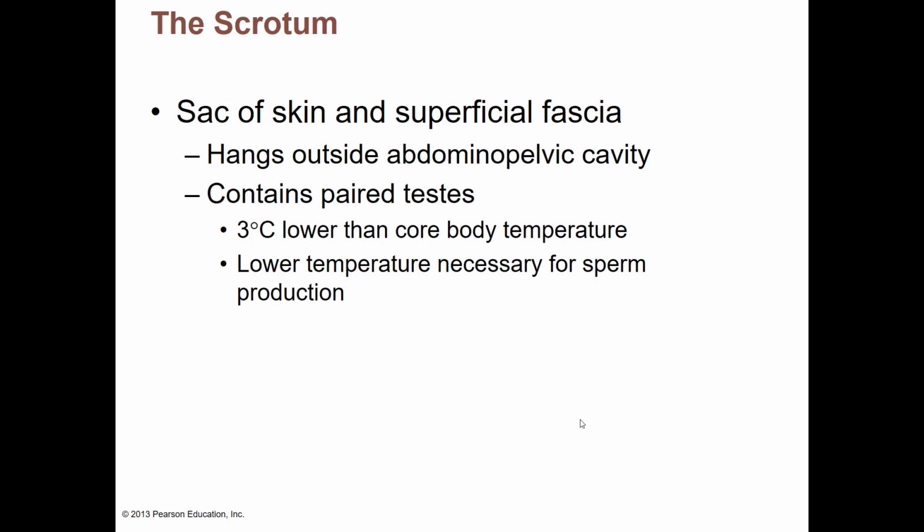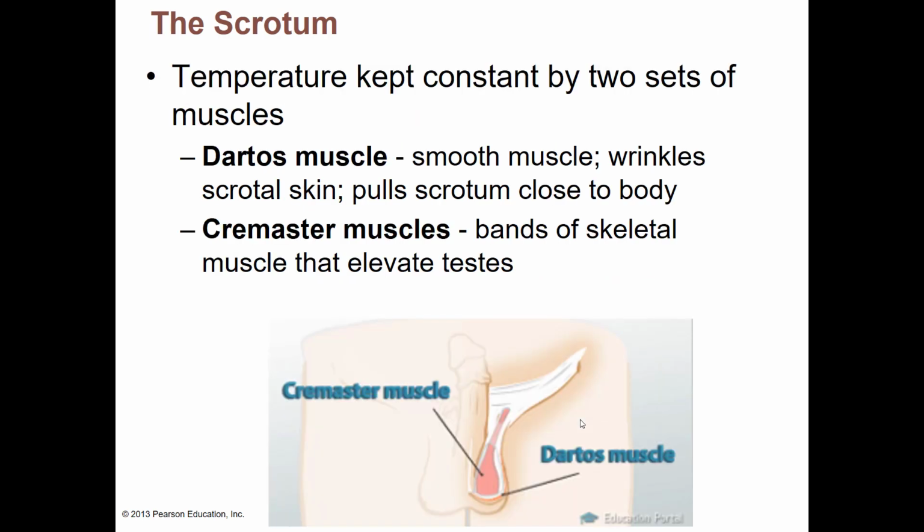They need a lower temperature for sperm production, which is why the testes are housed outside of the abdominal pelvic cavity. Again, the ultimate goal of the male reproductive system is to make sperm and deposit them into the female reproductive tract. Because the scrotum hangs outside the body and there's that temperature factor, there are two muscles found in and around the scrotum that help maintain the temperature.